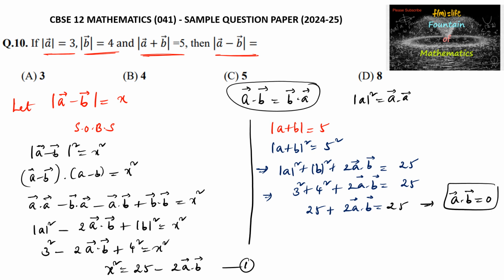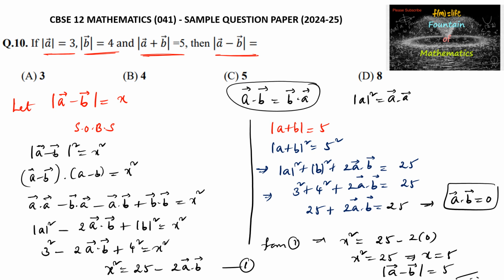So substitute A dot B is equal to 0 in equation 1. From 1 we can write x square is equal to 25 minus 2 times of 0, that is x square is equal to 25, which implies x is equal to 5. x is nothing but mod of A minus B. So therefore mod of vector A minus B is equal to 5. So option C is the answer.